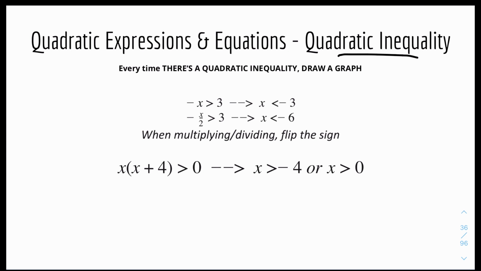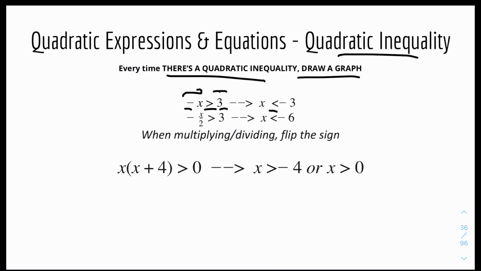Whenever there's a quadratic inequality, you have to draw a graph to see which region to shade in. This isn't really a quadratic inequality, though. This is a skill to know if you're multiplying by a negative. If you have a negative x bigger than 3, and you're trying to get rid of the negative from the x, you have to times both sides by negative, and you also have to flip the inequality sign.